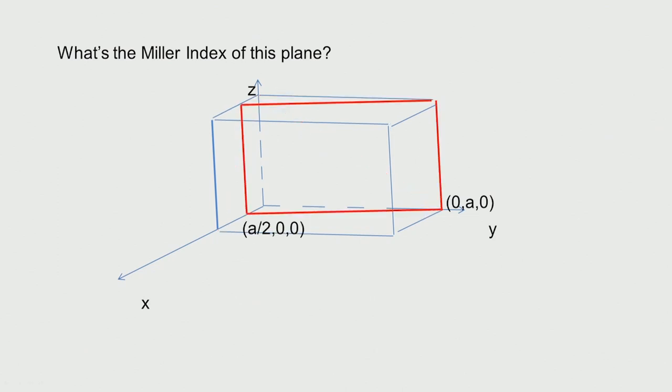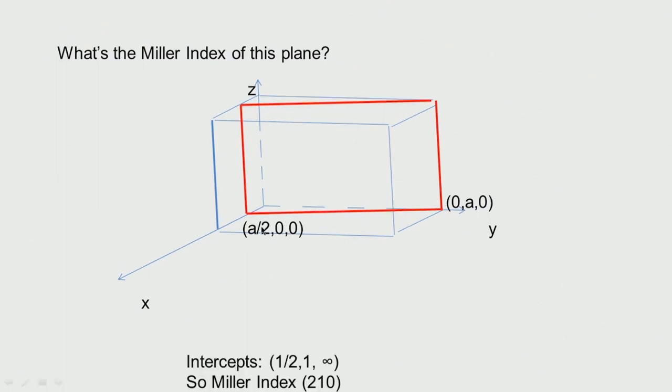Let us look at this particular plane. So, this particular point is x is equal to 0, y equal to a, z equal to 0, and this particular point is x is equal to a by 2, y is equal to 0, z is equal to 0. So, what do we do? So, the intercept is a by 2, a and infinity, or it is half, 1, infinity. So, when we do the reciprocal, this becomes 2, this becomes 1 and this becomes 0.